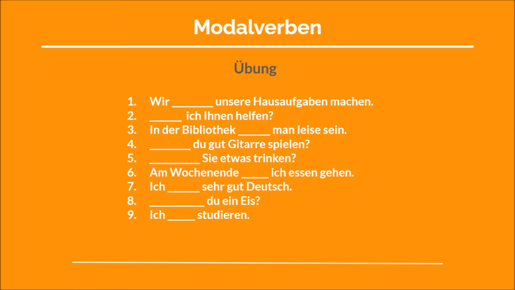In this exercise, you need to find the correct modal verb for each sentence. Let's start with number 1. Wir, pause, unsere Hausaufgaben machen. So in English, that would mean we need to do our homework. So you would have to put in the modal verb müssen. Wir müssen unsere Hausaufgaben machen.